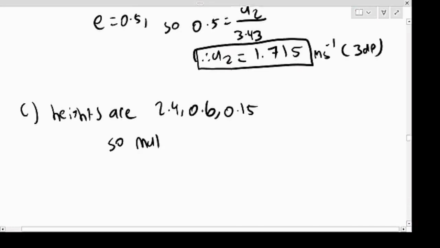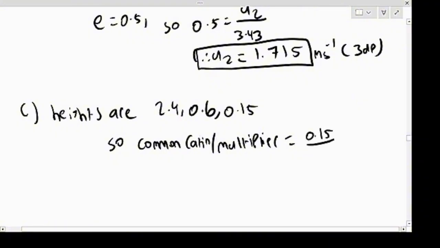So the multiplier, or the common ratio, is going to be 0.15 divided by 0.6, and that's going to be 0.25. So there we are. So the heights go down by 0.25 each time. In other words, the height decreases by 25%.